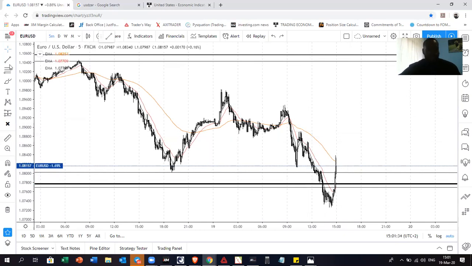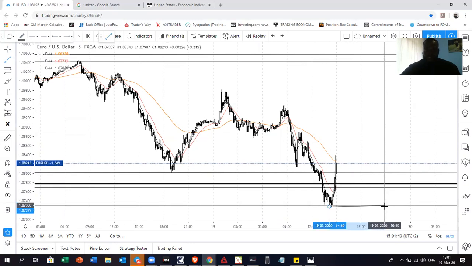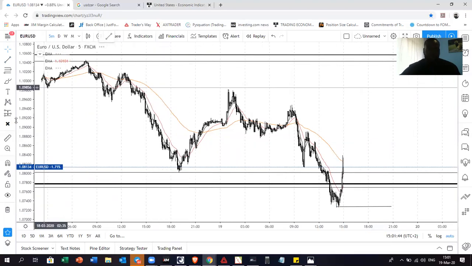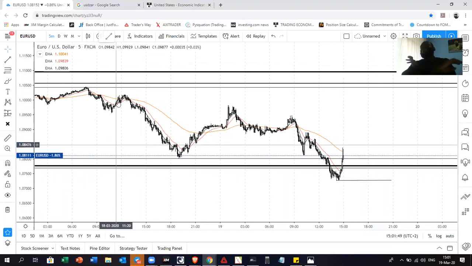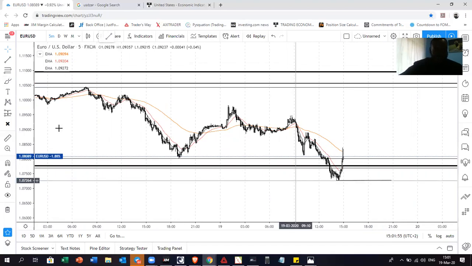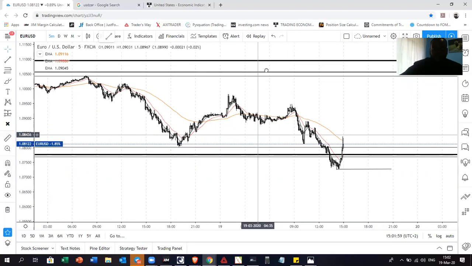So this is what's happening. This is on the 5 minute. So this is my low. This is the low, the lowest low that I can see right now. And this was formed a few minutes ago. So there's only one thing that I want to do here. I want to sell.